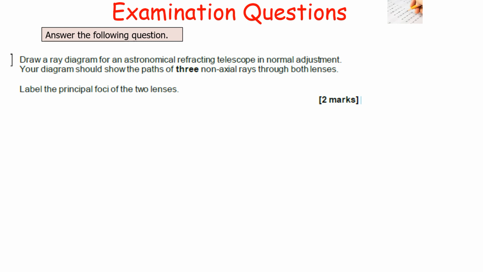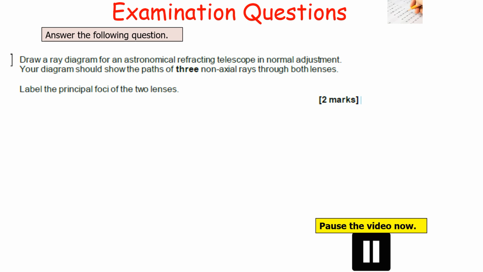The next question says, draw a ray diagram for an astronomical refracting telescope in normal adjustment. Your diagram should show the path of 3 non-axial rays through both lenses. Label the principal foci of the two lenses. So pause the video now, then unpause the video when you want to go through your answer.